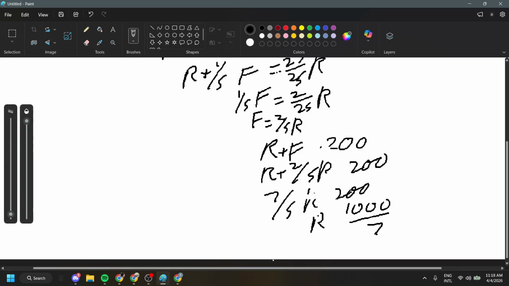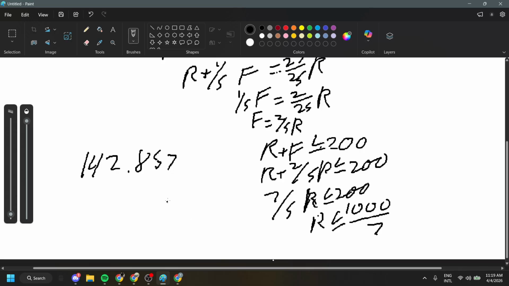R plus F has to be less than or equal to 200. 1000 over 7 is 142, right? 142.857. Is that correct? Yeah, because it'd be 700 plus, yeah.